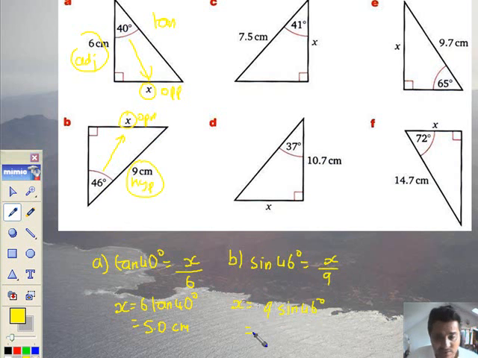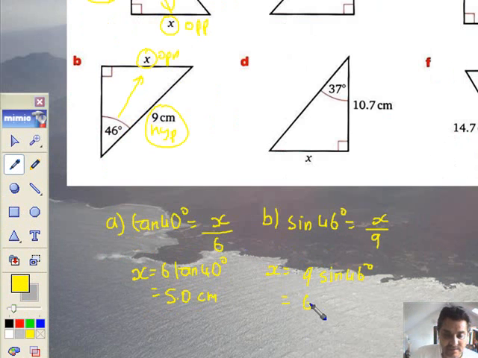Again, I don't need to know what the sine of 46 degrees is. I'll let the calculator do it. So 9 sine 46. Okay, so I've put it in. I'm going to press equals. Bam. There's your answer. 6.47, so I'm going to call that 6.5 centimeters. Easy peasy, grade B. Let's just do C, shall we?